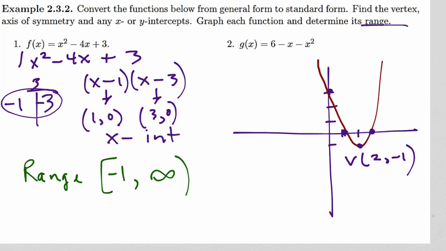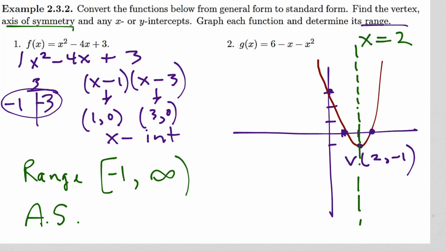All right, and the last thing, the axis of symmetry, which is the imaginary line that cuts our parabola right in half, such that if you fold it on that line, the left-hand side will exactly cover the right-hand side and vice versa. So the equation, let's just call that the AS, axis of symmetry, is the vertical line x is equal to 2. So we write the axis of symmetry as a linear equation. X is equal to 2.